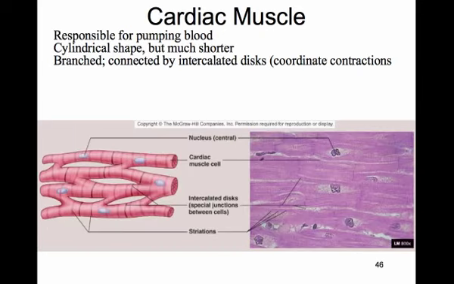Cardiac muscle is also cylindrical, but it has many branches off of it. And the cells are connected by intercalated discs, which help move the action potential down the cell a little faster and a little better so that the heart can pump as a whole, and it helps in the pumping action. Branched, intercalated disc.